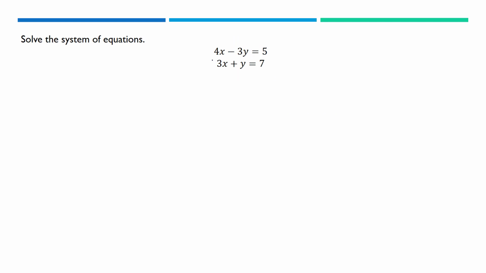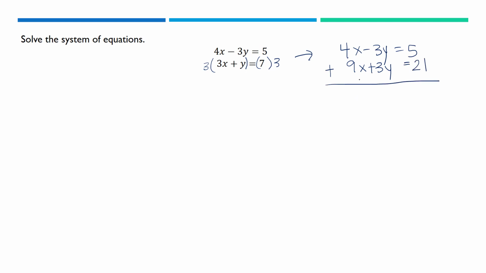So here's what I'm going to do. I'm going to take my second equation and rewrite it by multiplying both sides by 3. Then my system is 4x minus 3y equals 5, and 9x plus 3y, got to distribute that, equals 21.